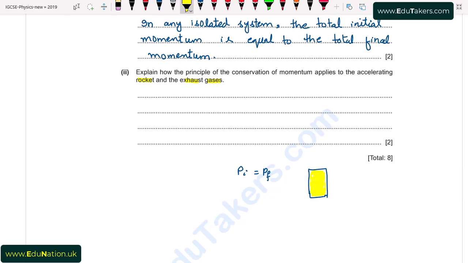So the total initial momentum must be equal to the total final momentum. So how is this momentum equal? It means that if the rocket accelerates in the upward direction, there will be gases that exhaust from this rocket in the downward direction. Now I am going to draw their direction.